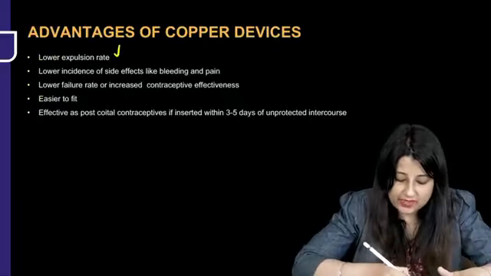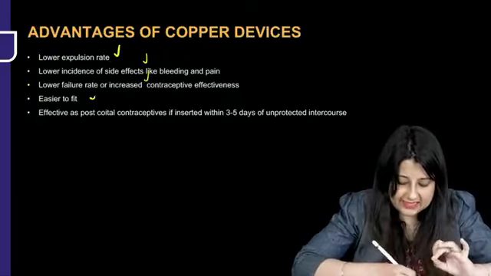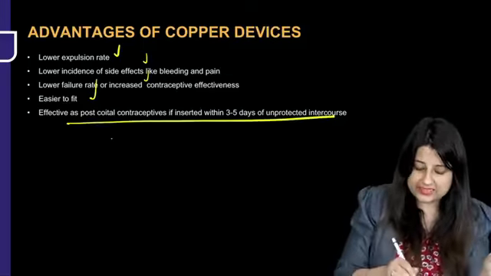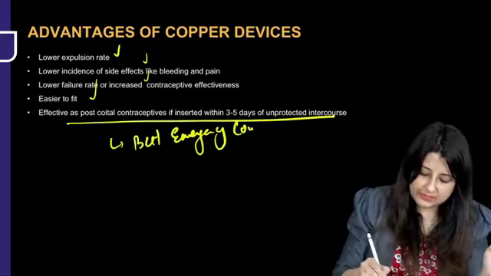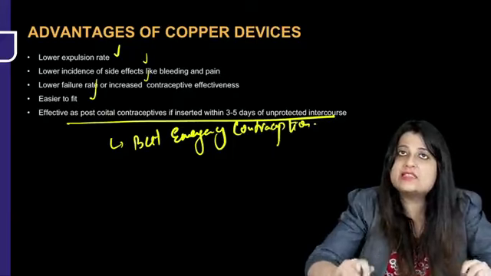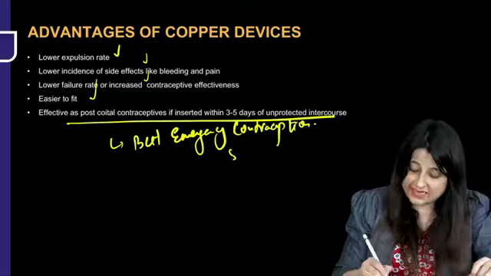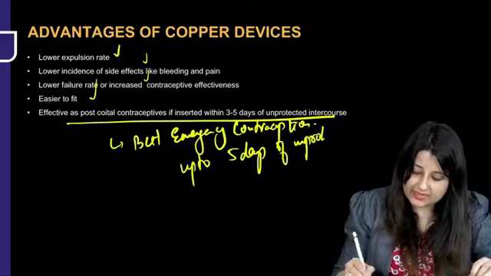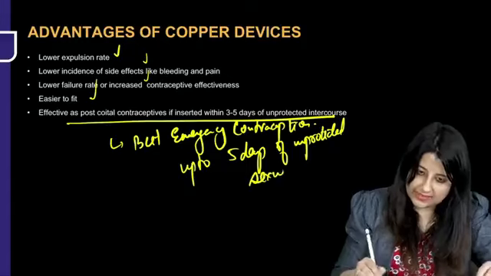What are the advantages? Lower expulsion rate, lower incidence of side effects like bleeding and pain, lower failure rate, and easier to fit. Most important thing, it is the best emergency contraception. Please remember that. Why? Because it can be used up to 3 to 5 days, technically up to 5 days of unprotected sexual intercourse.